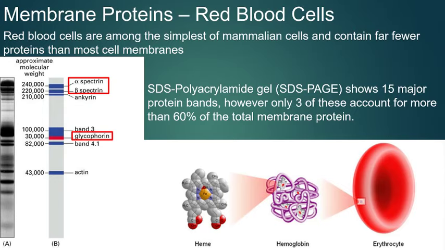So, as we can see here from this SDS-PAGE gel, what this is essentially is separation of proteins that have been removed from an erythrocyte, so remember a red blood cell, based upon its overall molecular weight, so the size of that protein. We're going to be looking at three main proteins: alpha spectrin, beta spectrin, and glycophorin.